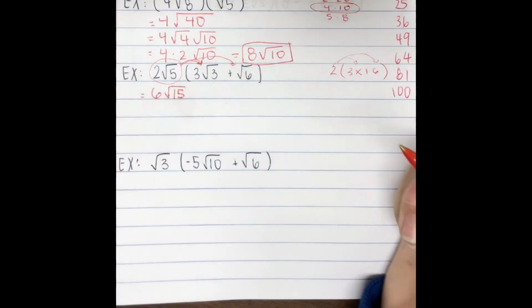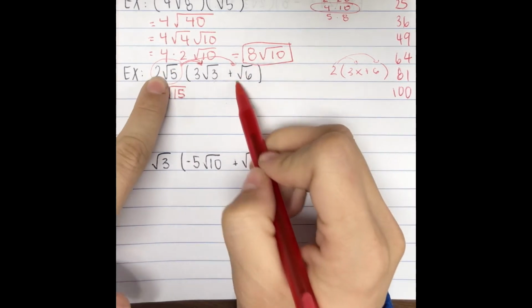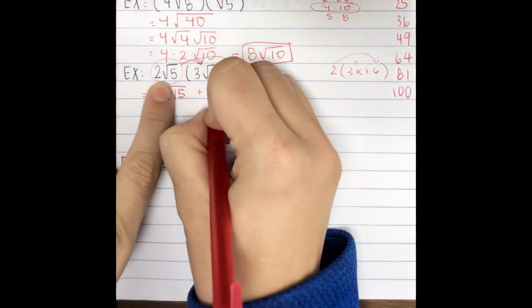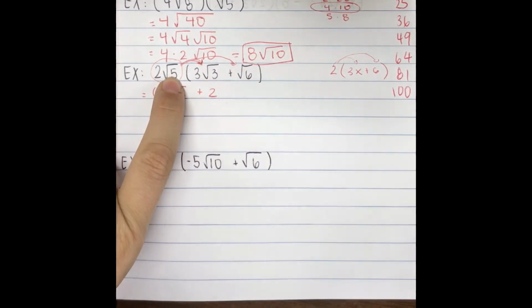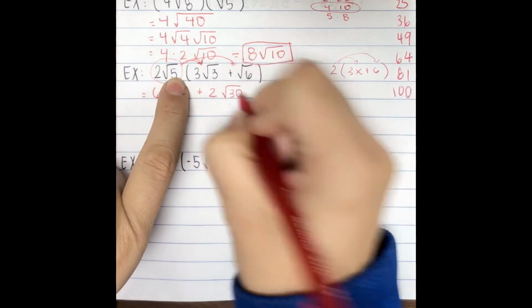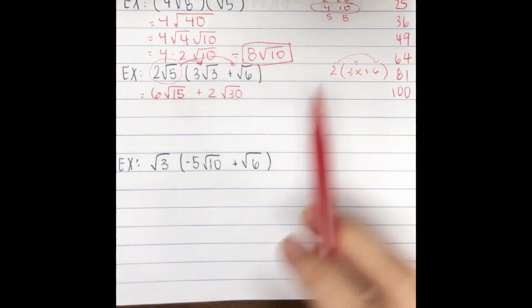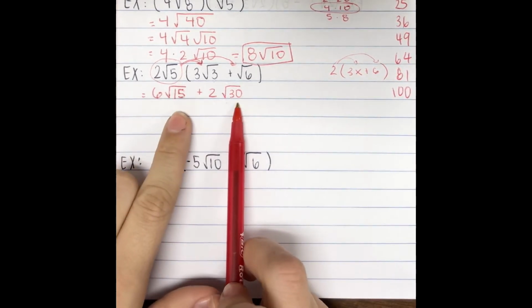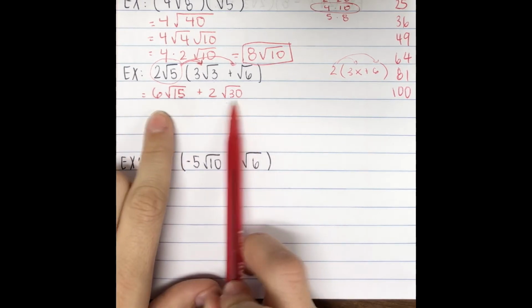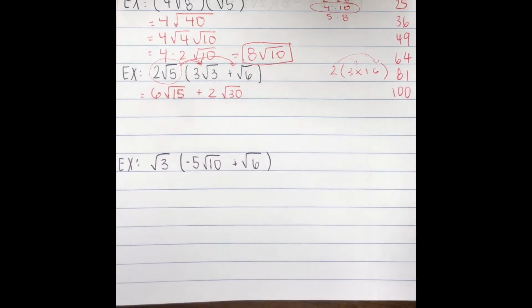Okay. And then we're going to distribute to our second term. 2 times 1 gives us 2. And square root of 5 times square root of 6 gives us square root of 30. Okay. So now what we want to do is see if we can simplify either of these radicals to see if we could combine these, if they're like radicals, because now they're being added together. So we want to see if we can combine them.